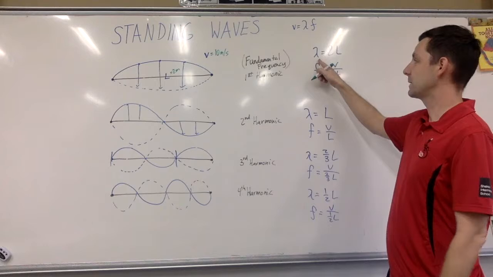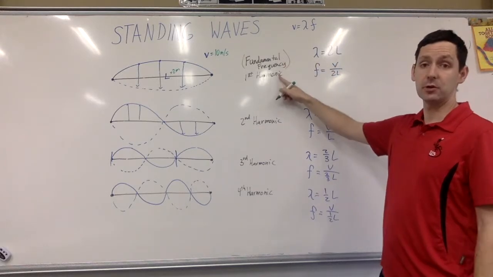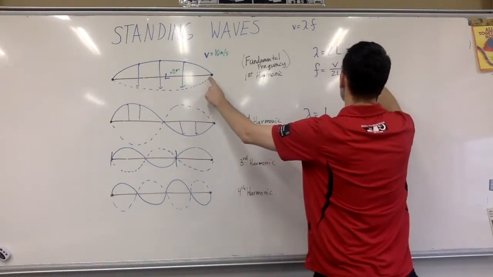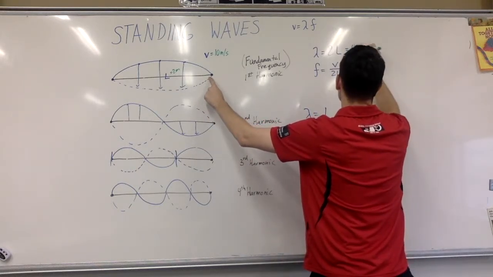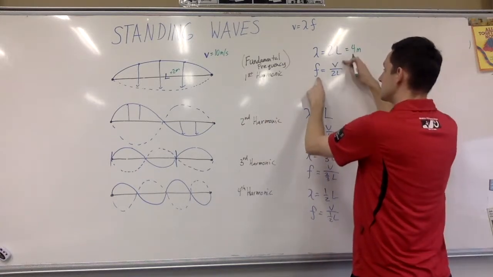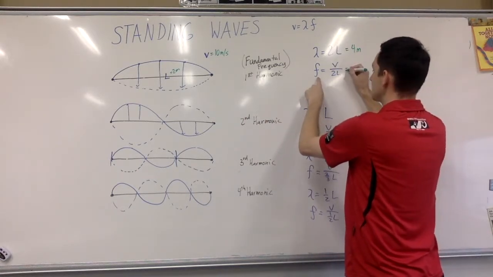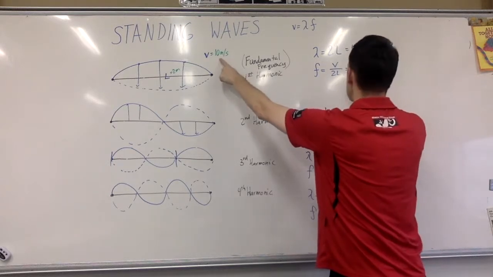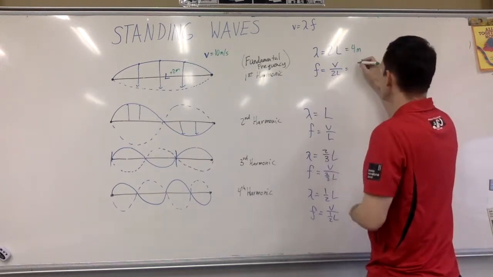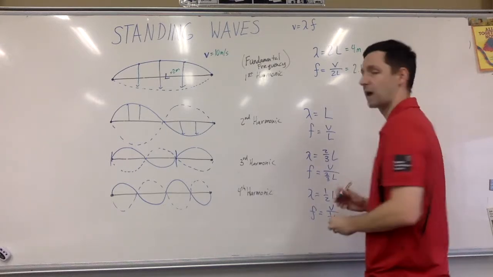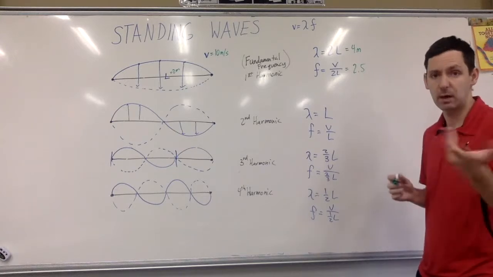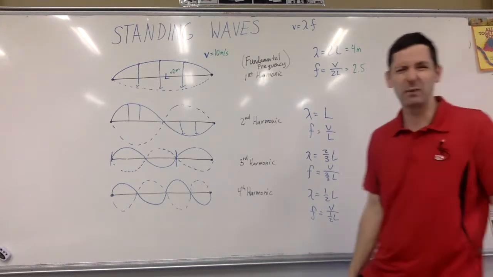So when I look at this one, the fundamental frequency, the first harmonic, my wavelength is 2 times the length. That was 2 meters, so therefore my wavelength is 4 meters, right? My frequency is the speed divided by that. So I got 10 divided by 2L, which is 4. So 10 divided by 4, which is 2.5. Okay? Check me on a calculator if you want. Go ahead. I'm a math teacher as well, so I'm pretty comfortable with it.